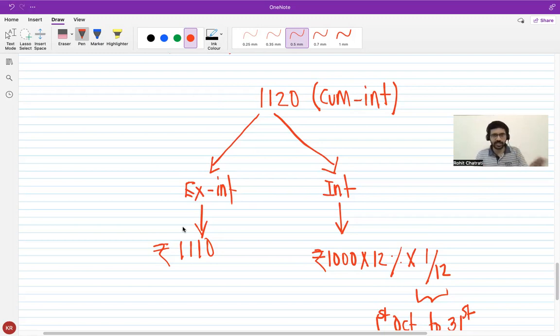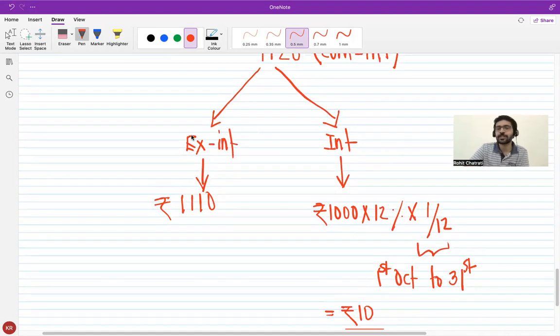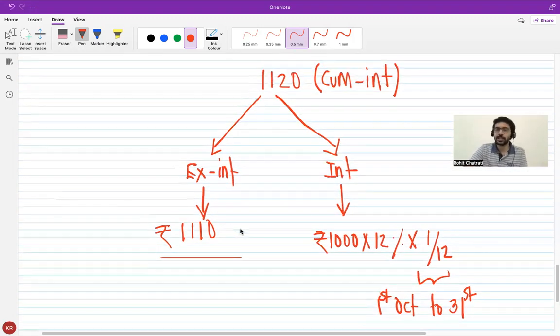The last payment date was 30th September. The date of purchase is 31st October. Therefore, this 1120 includes interest for that 1 month, which we calculated as rupees 10, and therefore the ex-interest price is rupees 1110. The quoted price was the cum-interest price of 1120. We have broken that into the true cost of the bond, which is the ex-interest price, and the amount I'm paying towards interest. I've split that amount into two.